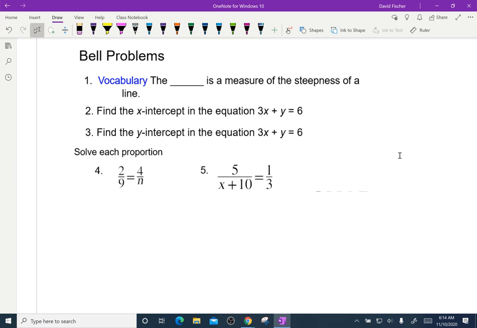And sometimes kids find this to be a little bit easier to write equations, like if we were going to find the intercepts. And so we just need to be able to recognize what point slope form looks like and know how to inject or extract a slope and a point out of the formula. So the bell problems are here. Find me the x and y intercepts, and then find me those proportions, please.